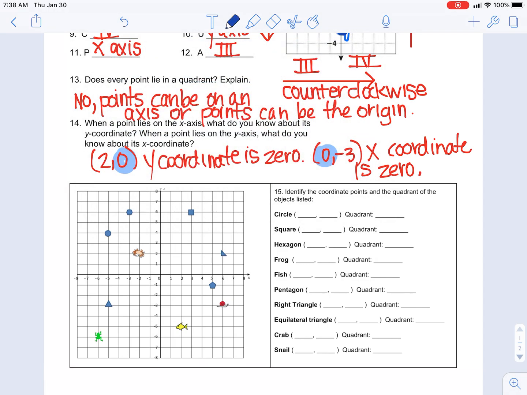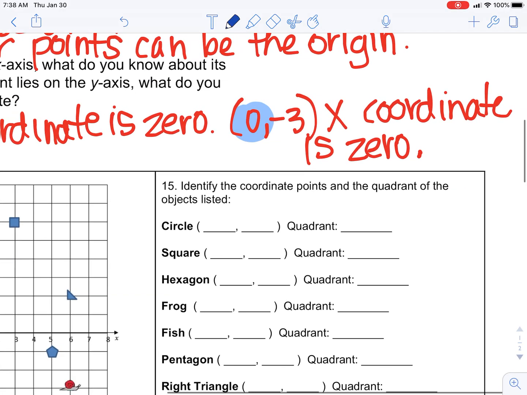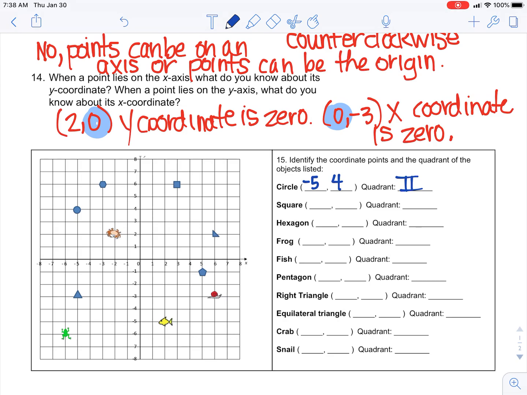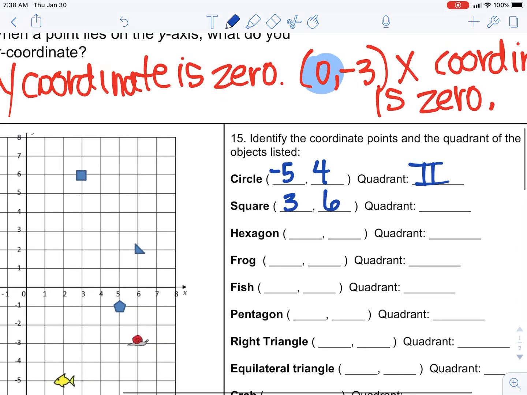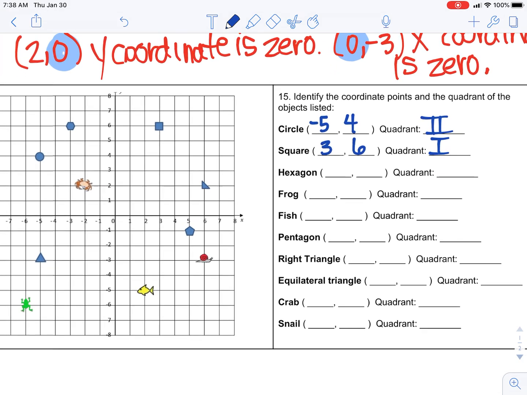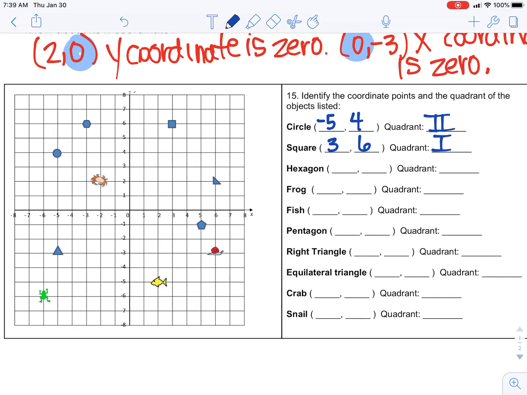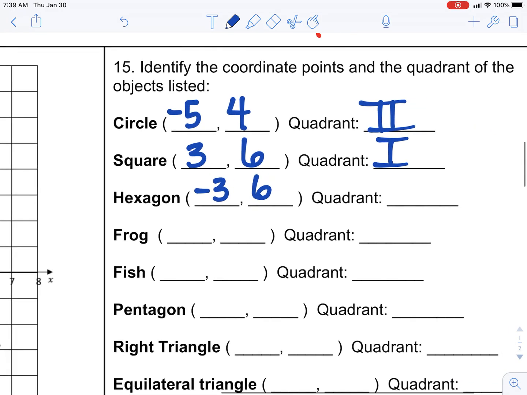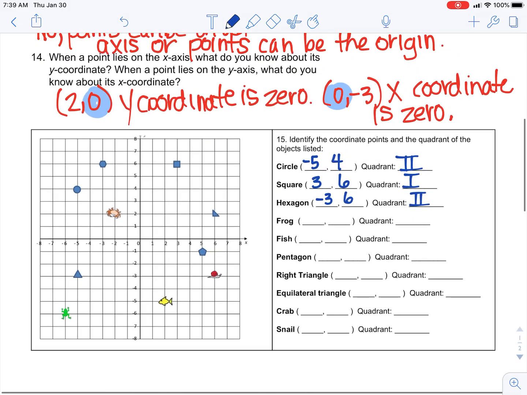All right, so you should have filled this out with a partner. So let's go through all of the different answers. What point is the circle at? The circle is at point -5, 4, and that is in quadrant 2. The square is at point 3, 6, and that is in quadrant 1. The hexagon, so a hexagon is a 6-sided shape, is located at point -3, 6, and that is quadrant 2.